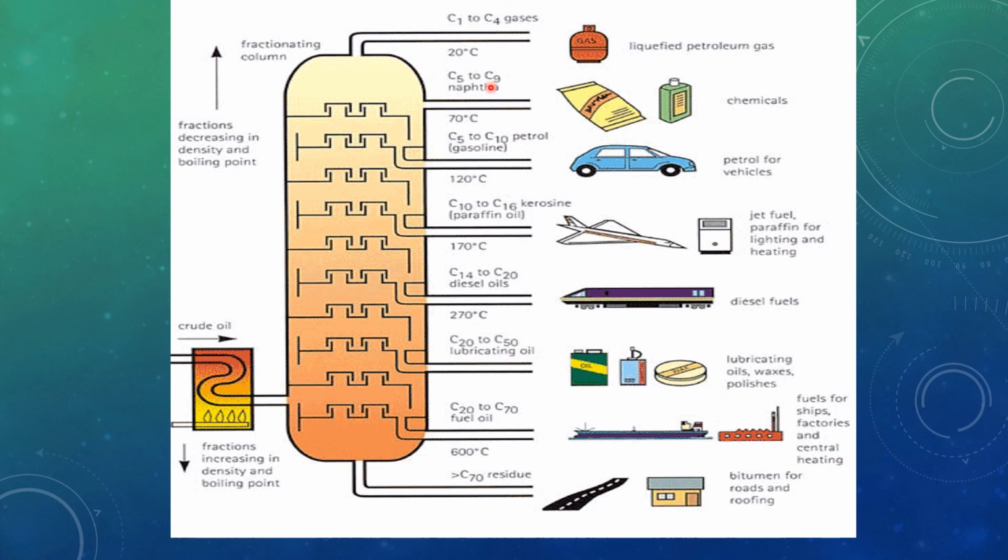These different fractions, their carbon numbers, temperatures, and names are given, and how they are used in our daily life is given here. You can read it clearly. And in the last, the residue that is left behind is called bitumen, and it is used on roads and for the purpose of roofing.